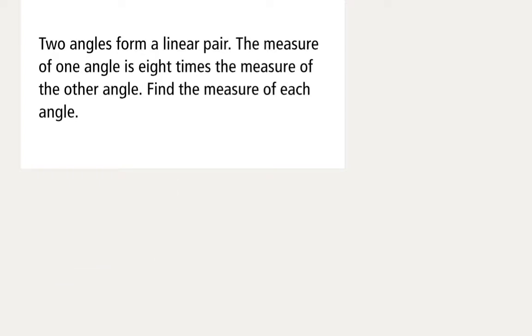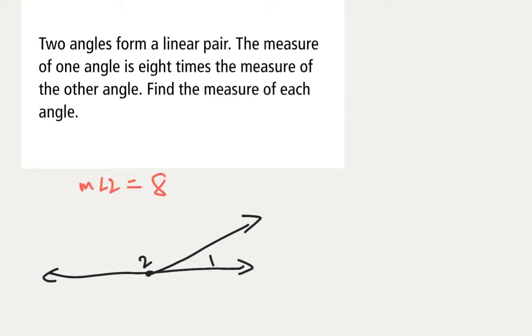Let's try it again. All right, here's my straight line. I'll do it like that, right? So here's angle 1, and here's angle 2. So what do we know about angle 1 and angle 2? We know, first of all, that angle 2 is 8 times bigger than angle 1. So let's write that down. We know that measure of angle 2 equals 8 times measure of angle 1.